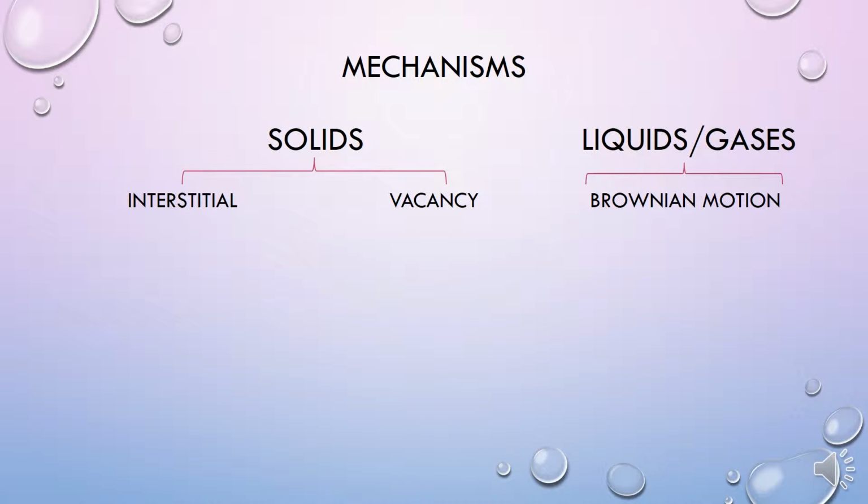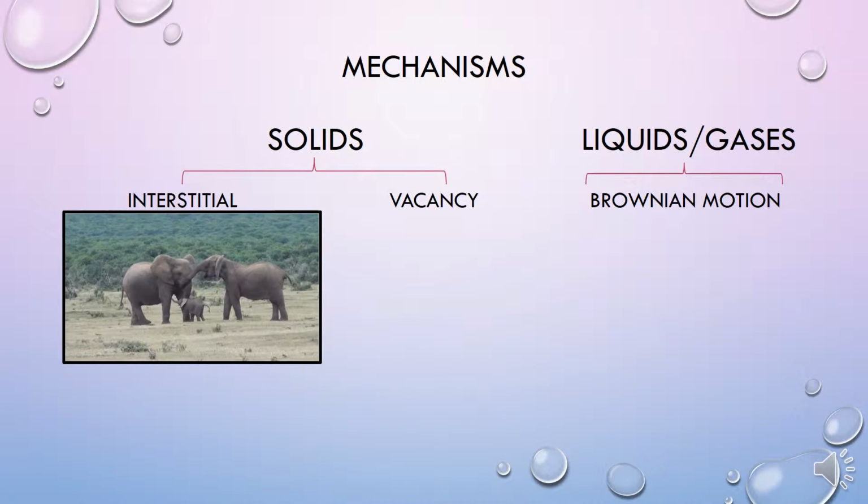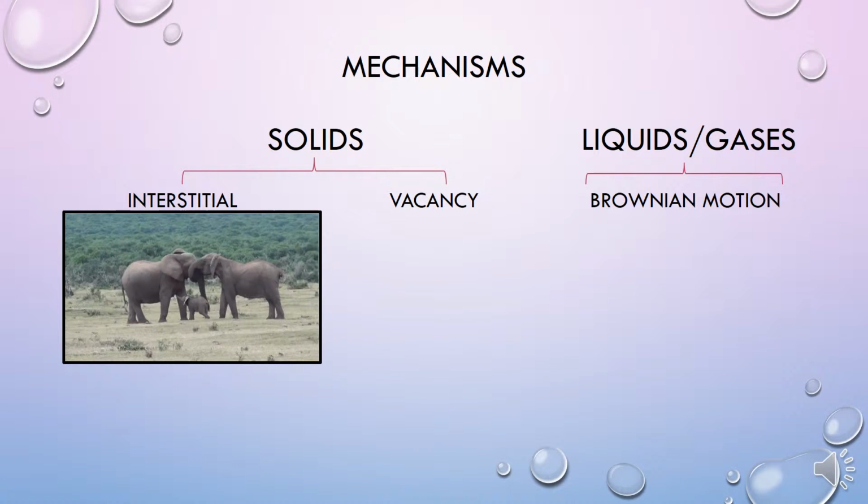Mechanisms for diffusion are different for gases and liquids and solids. Solids experience interstitial and vacancy diffusion. Interstitial diffusion is where smaller atoms diffuse between atoms, such as the baby elephant, which has diffused between the big elephants. Imagine that the baby elephant is a small atom which can move all around the bigger atoms.